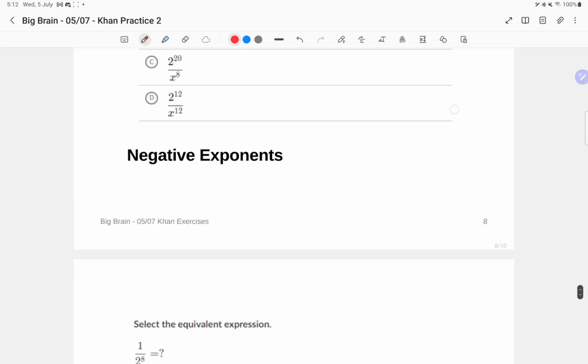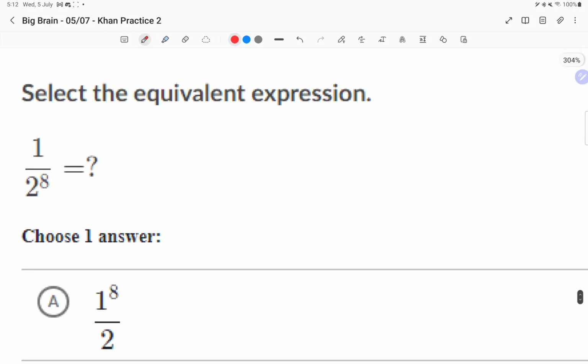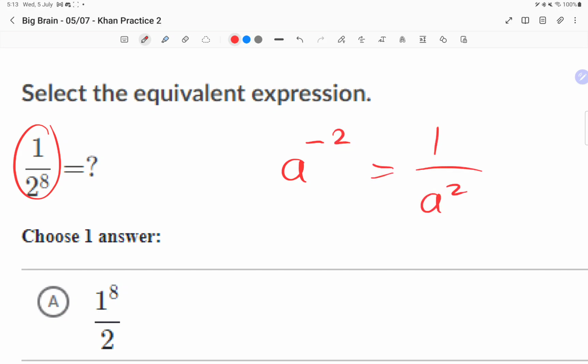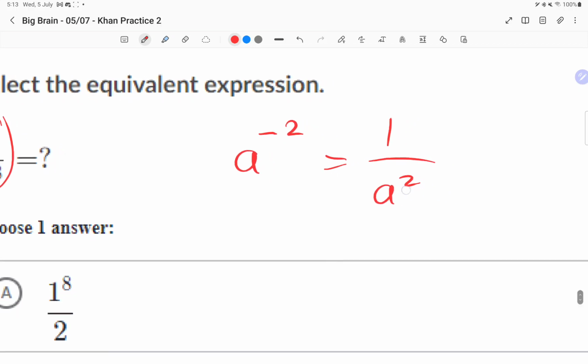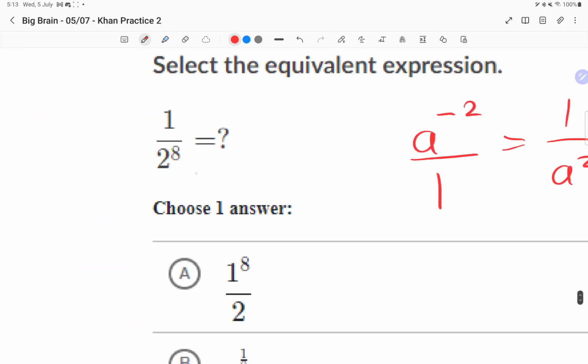One last thing, negative exponents. Negative exponents essentially means you need to change it into a positive exponent when you turn it around. So for example, a to the power minus 2 is the same as 1 over a squared. Okay, so that's what negative exponent means. Negative exponent just means when you move it to the other side of the fraction, it turns into a positive exponent.